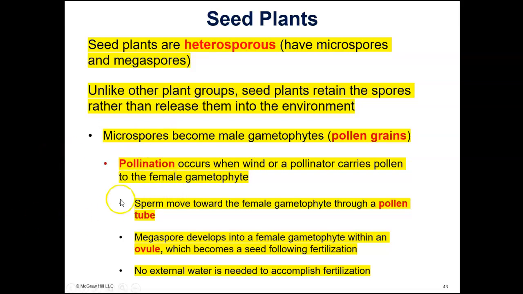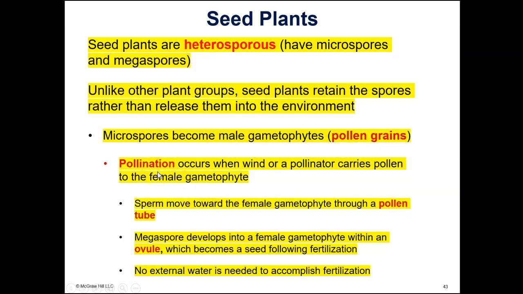Now, the microspores become the male gametophytes, and you will need to know that the male gametophytes for the seed plants are actually the pollen grains. The male gamete is a sperm, but the gametophyte, which is the haploid generation in the alternation of generations life cycle, that male gametophyte is the pollen grain.